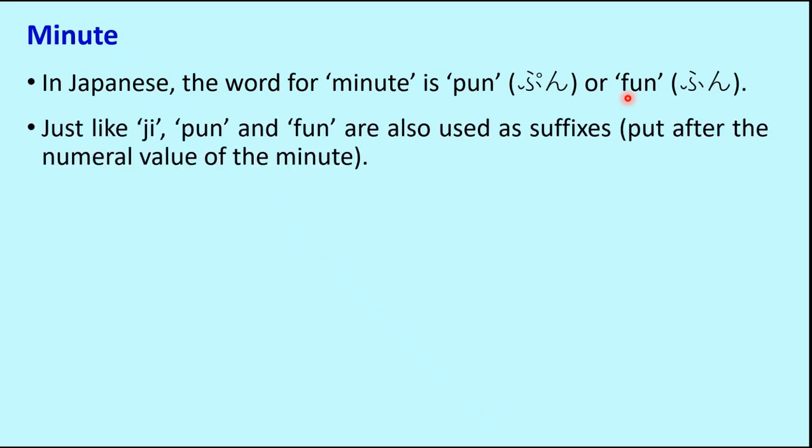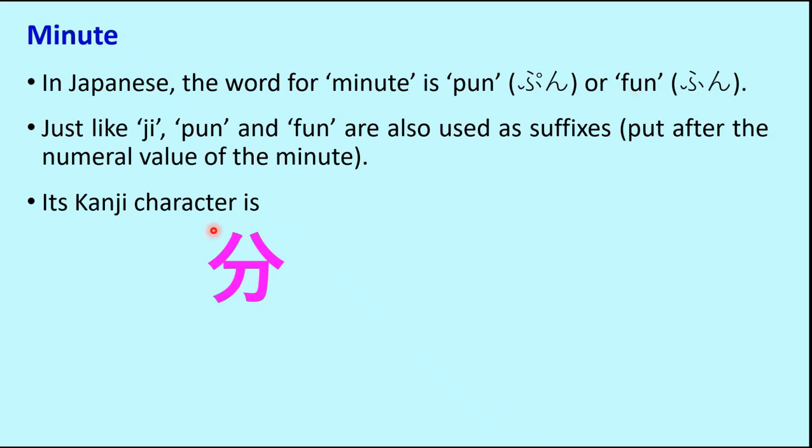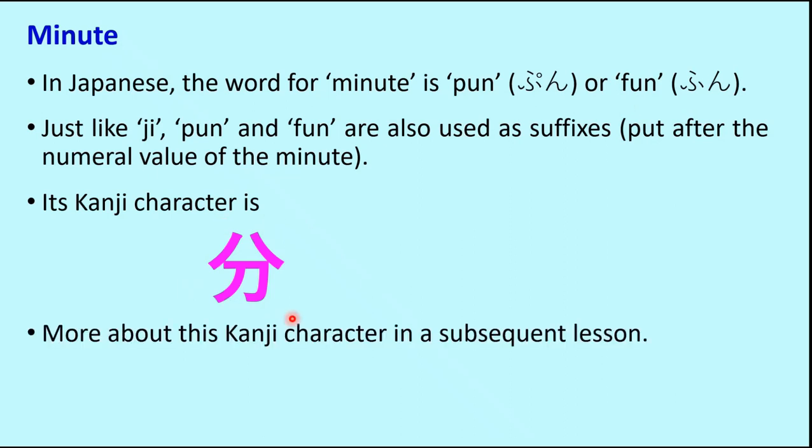Just like ji, which is used to represent the hour or o'clock, pun and hun are also used as suffixes. That is, these are put after the numeral value of the minute. So we shall see soon in which cases we use pun and where we use hun. The kanji character for pun or hun is this, and we shall learn more about this character in a subsequent lesson when we discuss the next set of kanji characters. So very soon we will be doing that.